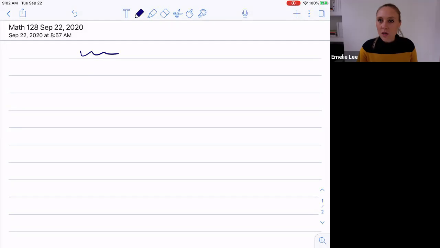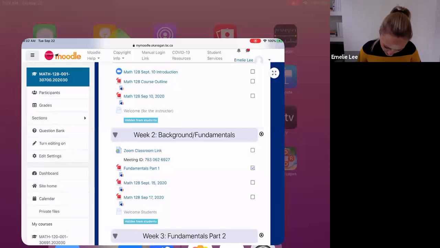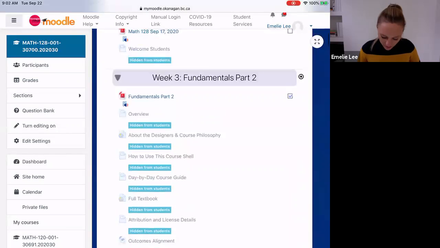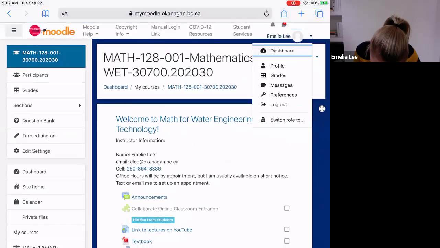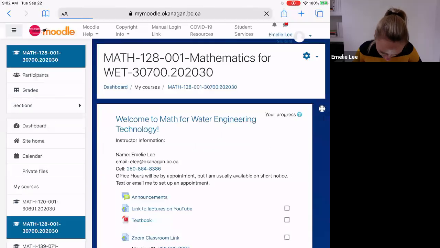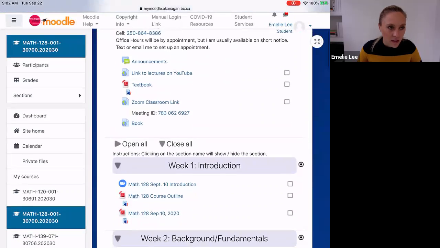All right, so if you were unfortunate enough to go on Moodle last night, you might have seen just a complete mess of things on there. Don't worry about that. It should be hidden now. So how do I change it to switch role to students? It should look like this now, or something like this.